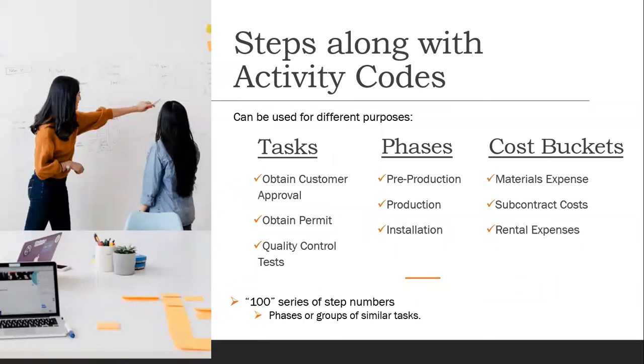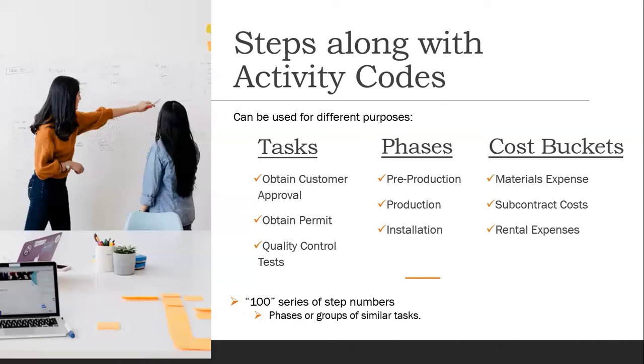Steps within the work ticket help us organize and manage the project. Some of the uses for steps can be for tasks, such as obtaining customer approval. Maybe you need to obtain a permit, or you need to do a QC test. And maybe there's not necessarily labor that needs to be tracked there, but it is something that needs to be done. Steps can also be phases.